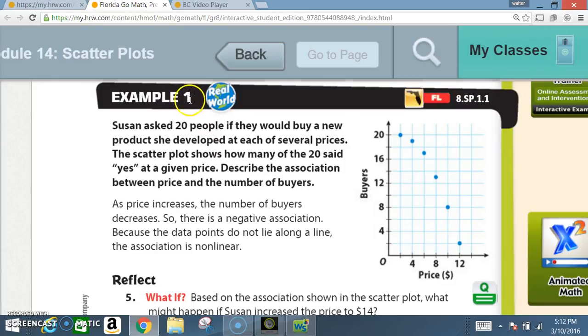Okay, let's take a look at example 1. Susan asked 20 people if they would buy a new product she developed at each of several prices. The scatter plot shows how many of the 20 said yes at a given price. Describe the association between the price and the number of buyers.